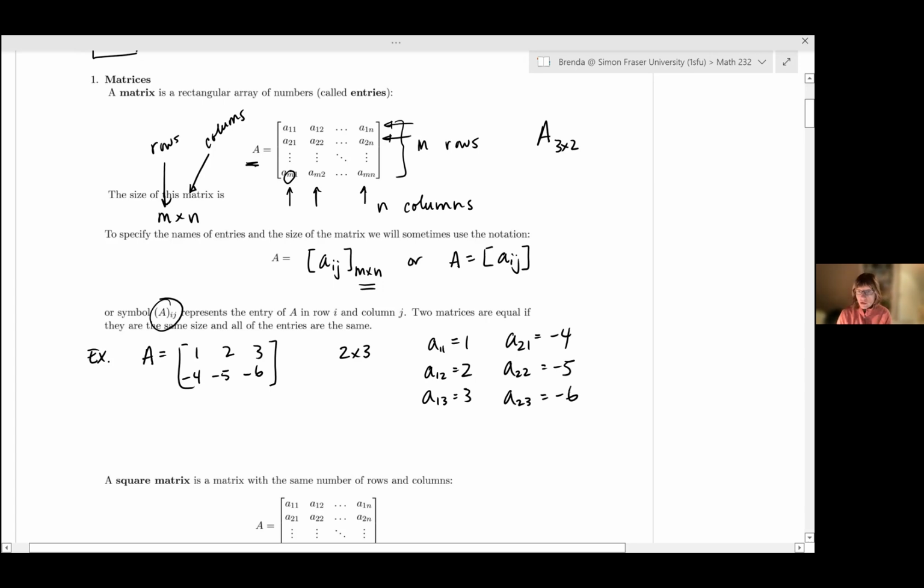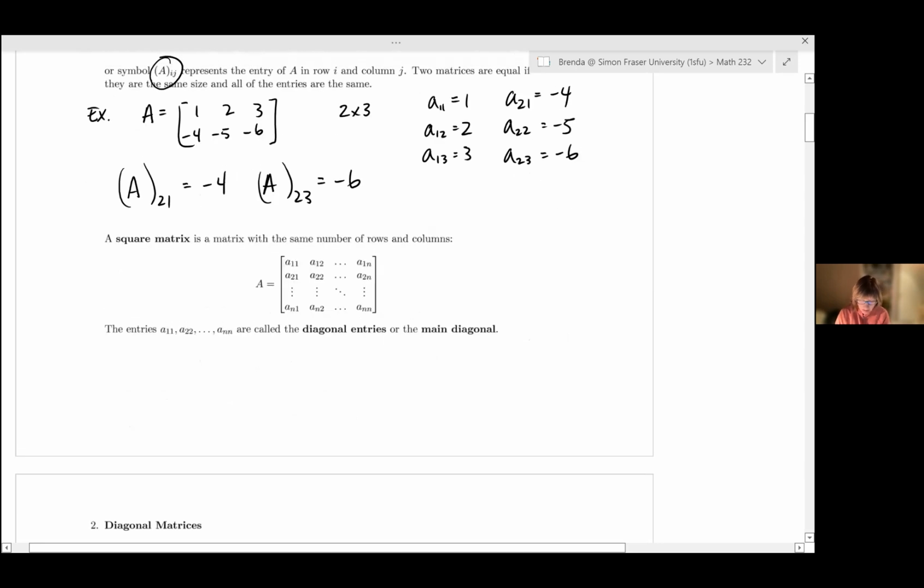So just to make sure that you understand that the first index is rows, the second index is column. Sometimes we would then write like this: the matrix A, entry row 2, column 1, is -4. The matrix A, row 2, column 3, the entry is -6.